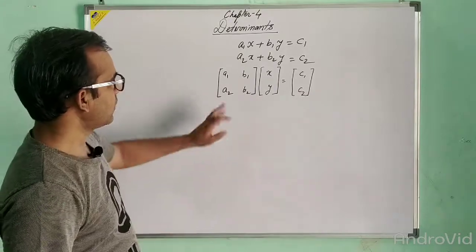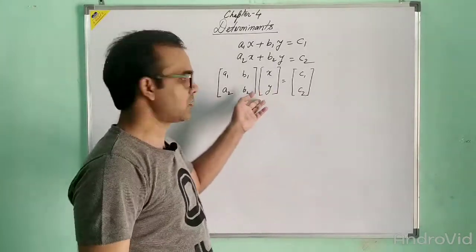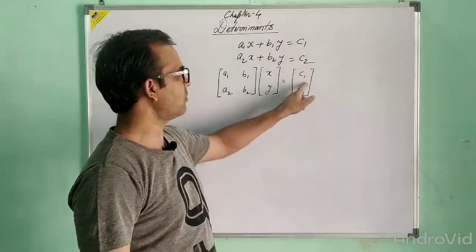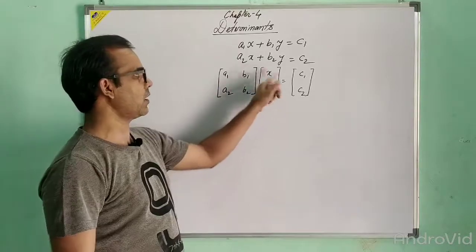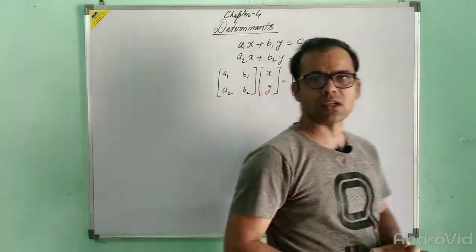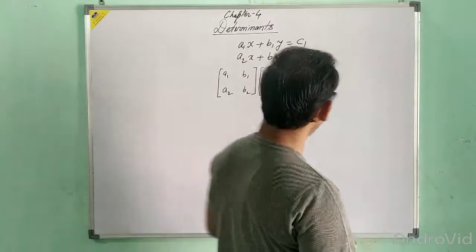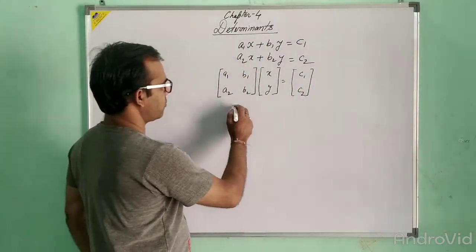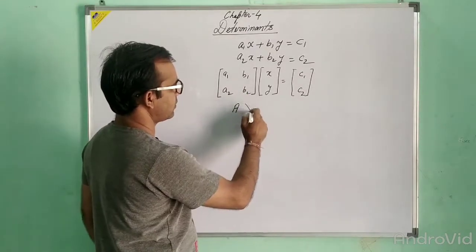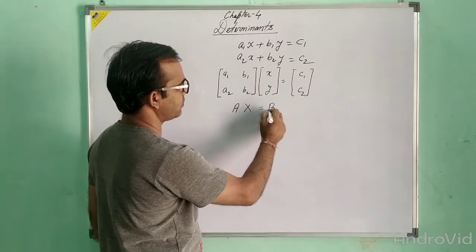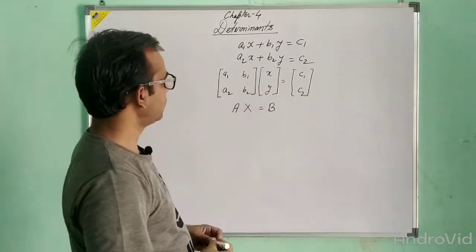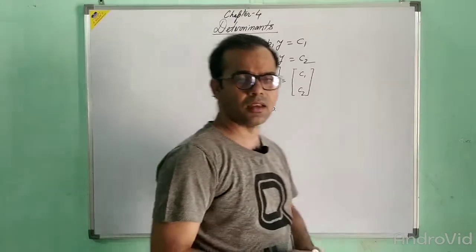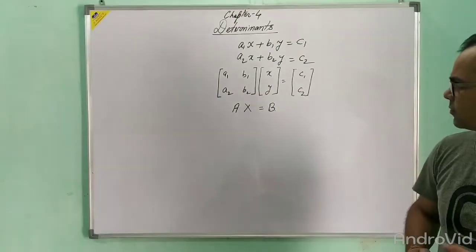Simply, if these two matrices are multiplied to each other, we get the relation a1x plus b1y equal to c1, and a2x plus b2y equal to c2. Means the system of equations can be expressed in terms of matrices. Suppose this is matrix A, this is matrix X and this is matrix B. So the given linear equations can be expressed in matrix form as AX equal to B.